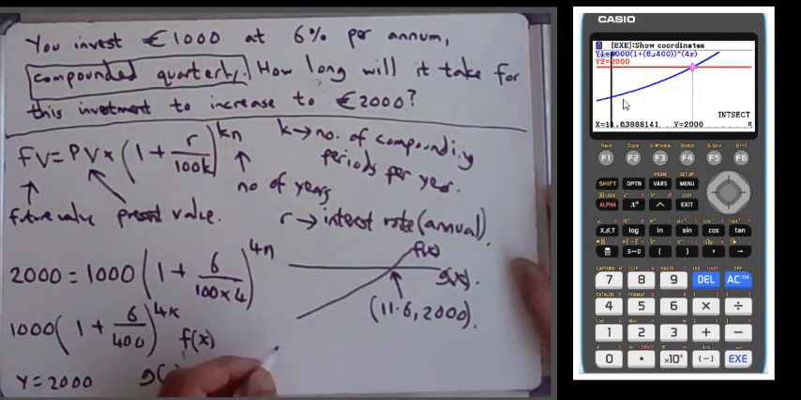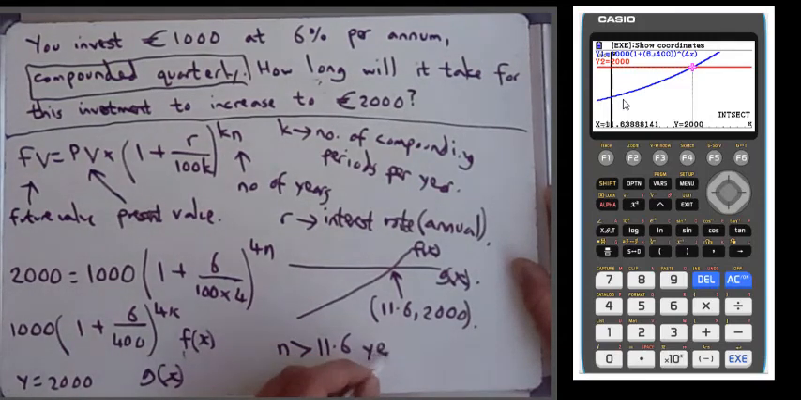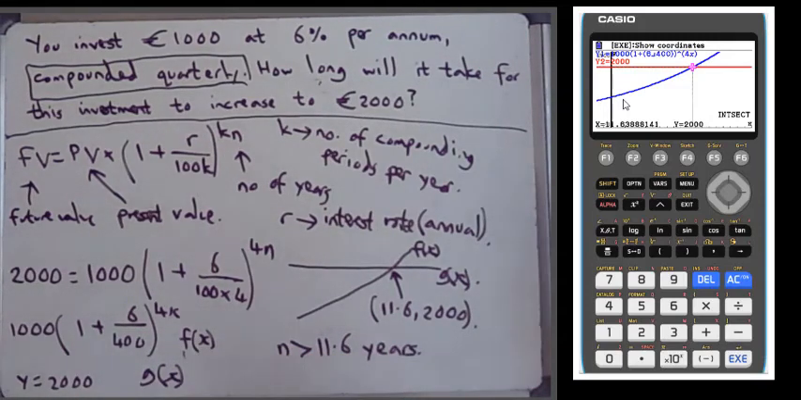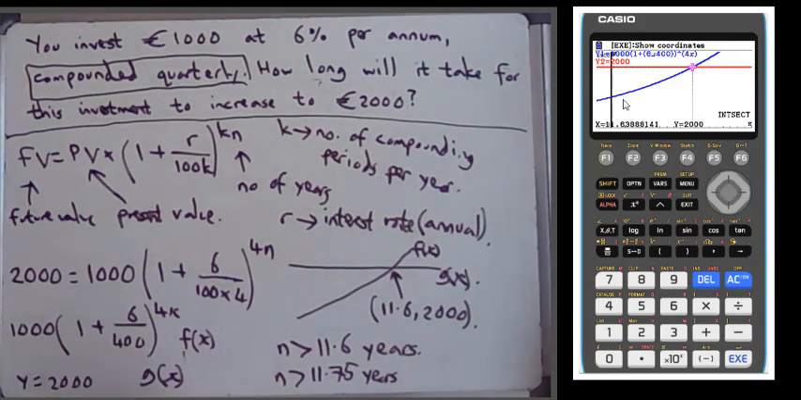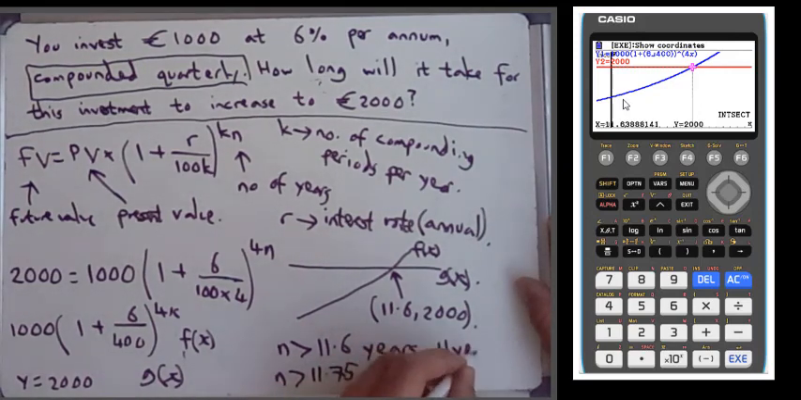So n needs to be greater than 11.6 years. Given that it's compounded quarterly, you've probably got to go beyond 11.75, I guess. Which probably means 11 years and 3 months.